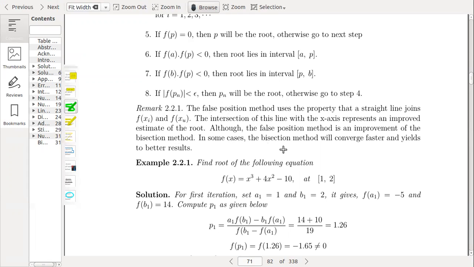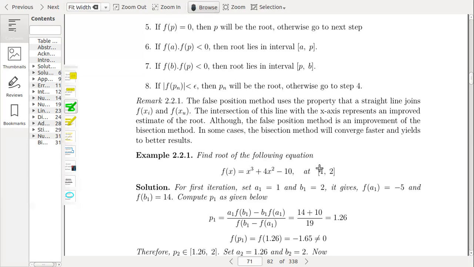Okay. So although the false position method is an improvement of the bisection method, in some cases the bisection method will converge faster and yield better results. So here is the drawback of the false position method, because in some cases the bisection method is still faster. In more than one case you can say overall this regula falsi method is faster than the bisection method, but there exist some cases where the bisection method is faster than the regula falsi method.